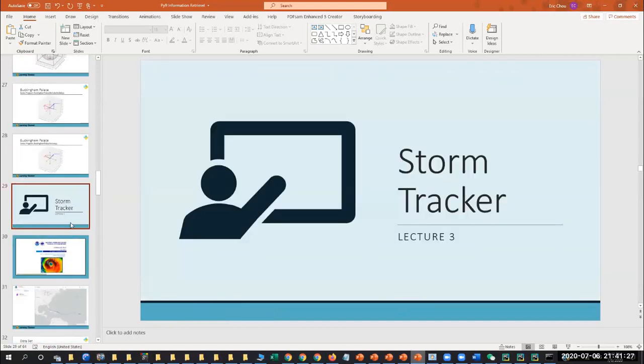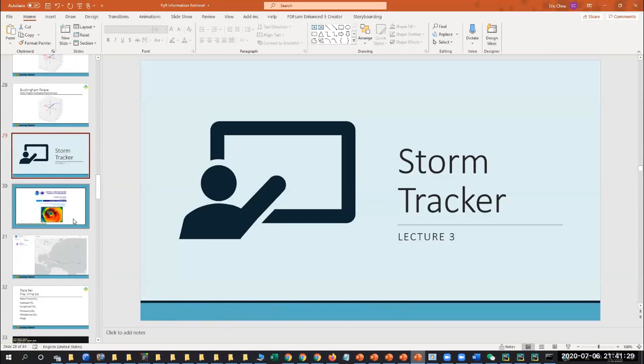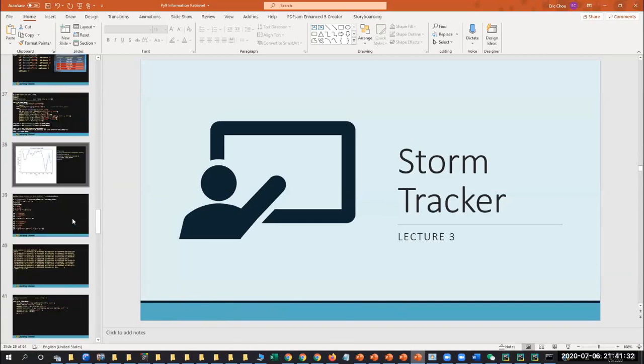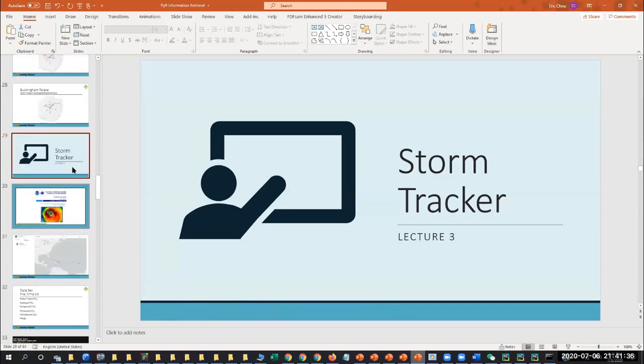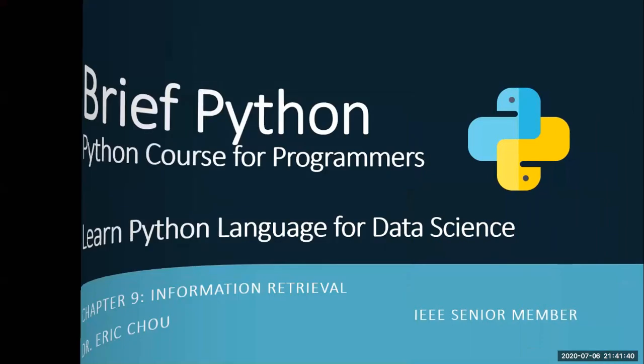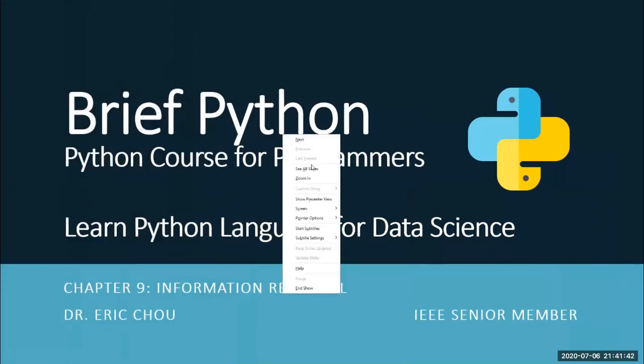So next one we would have the stone tracker. Okay, stone tracker. I'm going faster on this one to show you how I finish this project. Okay, it will be a 2D study, so it will be easier.